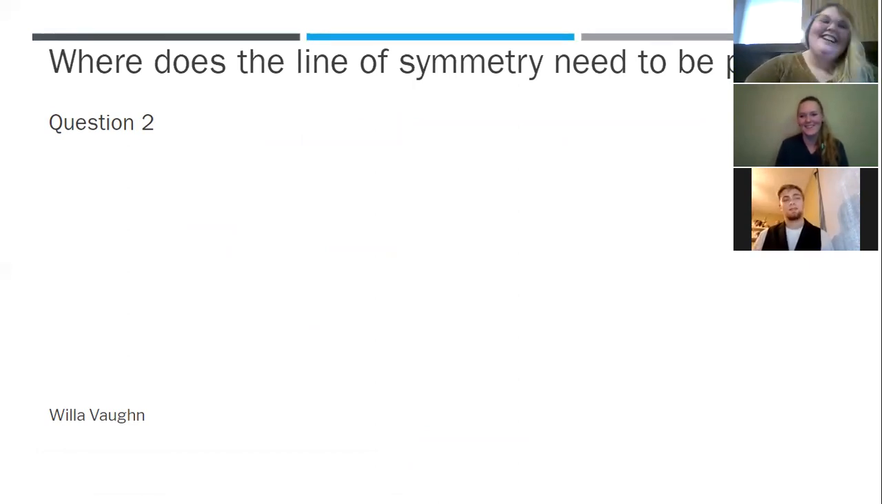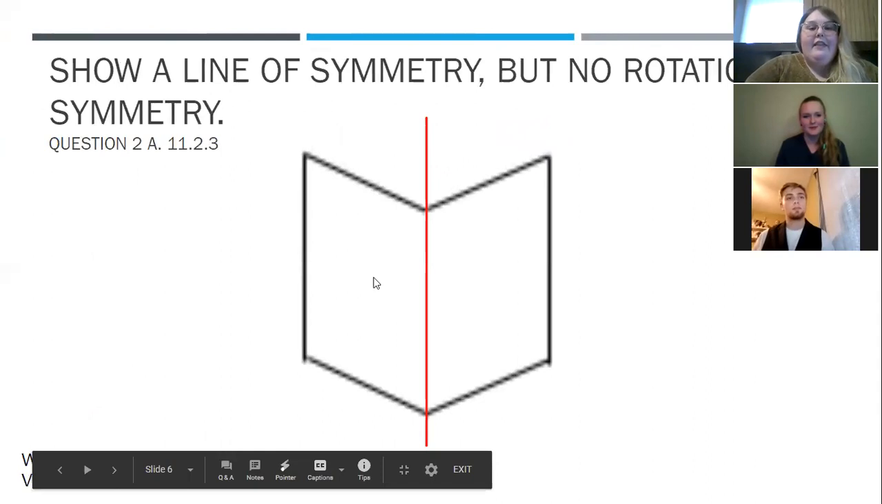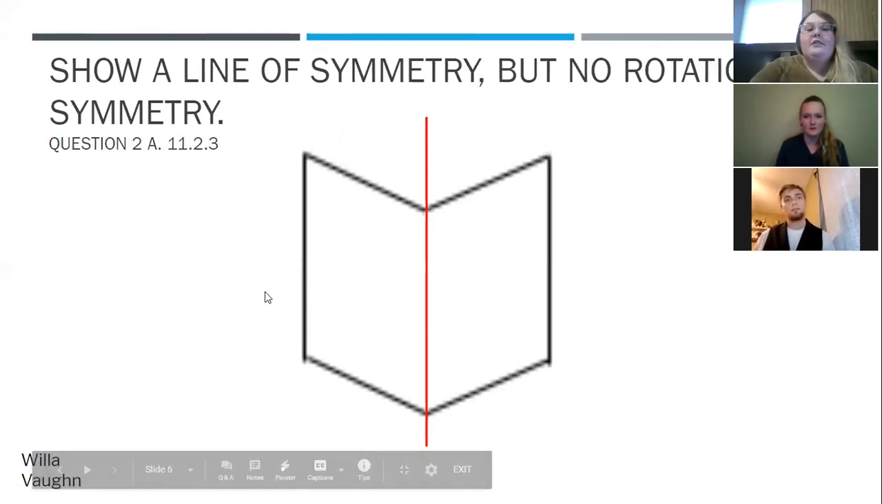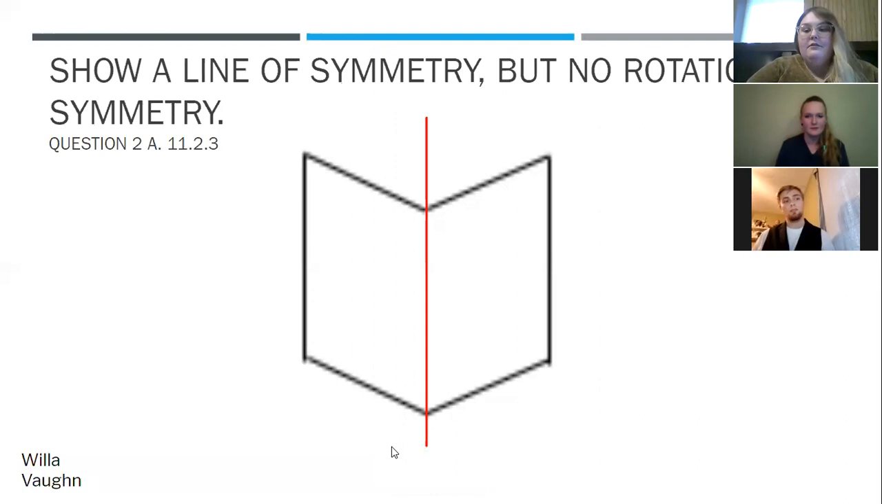All right. So the line of symmetry. You can see in this figure, it asks you to show a line of symmetry, but no rotational symmetry. So right here in the middle, you see my red line right here. The line of symmetry is going to be showing where it looks similar. So you have the tops right here, the exact same, and it's being reflected over this line of symmetry. So it just is placed where it's going to show the exact thing over each side.